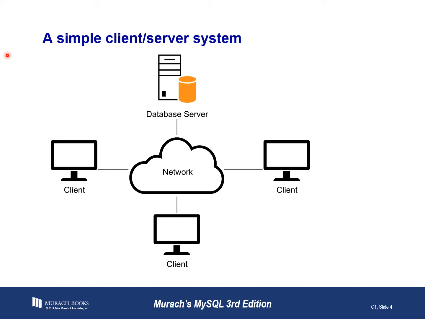And the third part or the third component is the network. The network consists of the cabling, the communication lines, and other components that connect the clients and the servers of the system. Okay, so the network is oftentimes the internet, but it doesn't necessarily have to be the internet. It could be a local network as well.